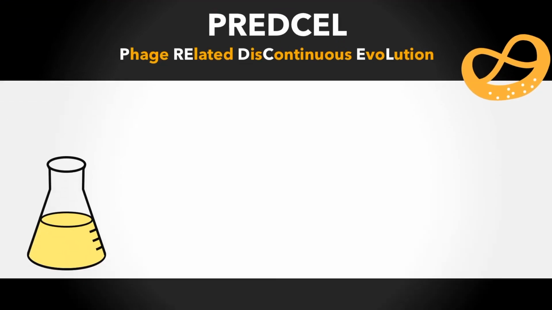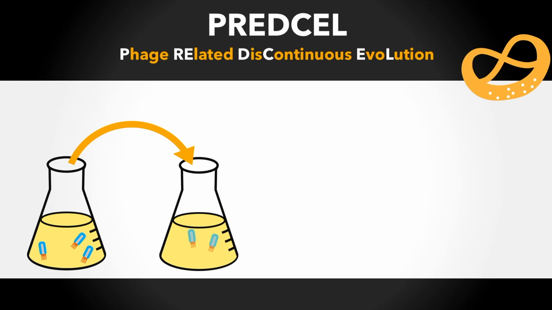PREDCEL, or phage-related discontinuous evolution, is based on the same principle, but without constant flow, allowing us to make the whole process much easier. As in PACE, we again infect E. coli cells with our phages carrying the gene to be evolved. While flasks are shaking, phages are entering the cells. The phages' genomes are mutated and variants with potent mutations can reproduce.